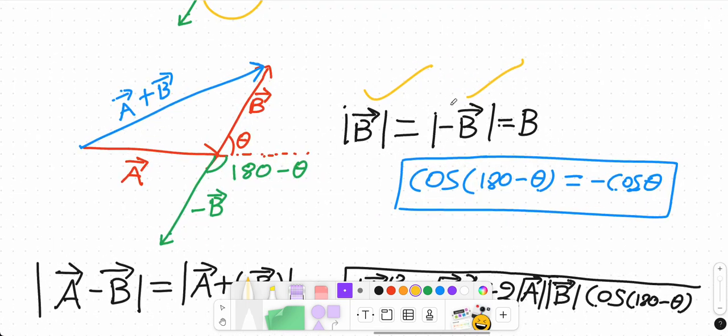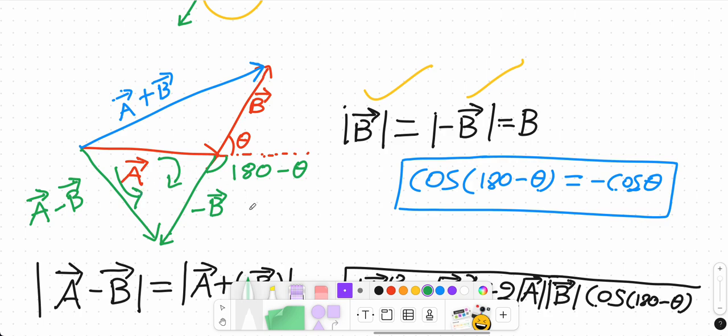Now the resultant vector is from here to here. This is my resultant vector. This vector is a plus minus b, or a minus b. I am adding a and b in one sense, a and minus b in one sense, so a minus b is in the other sense.